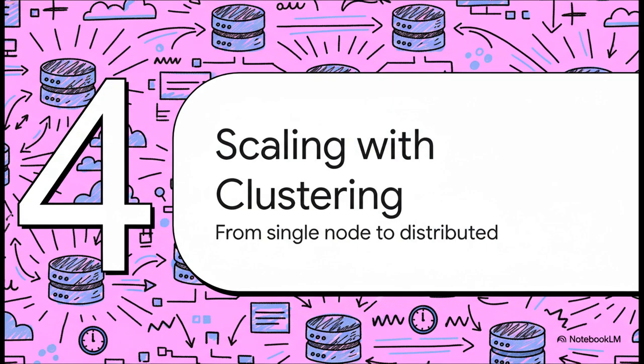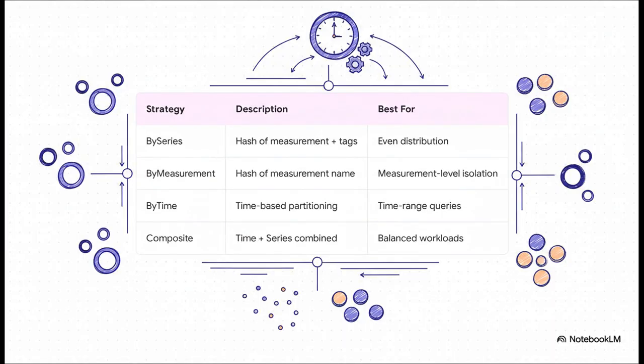So the system is blazing fast on one server. But let's be real, who runs on just one server anymore? What happens when your workload gets too big for a single machine? This is where we get into clustering. To spread the load, RusTs uses a technique called sharding, which just means splitting the data across multiple nodes. But here's the clever part. It doesn't just randomly chop up your data. You get to choose the strategy.